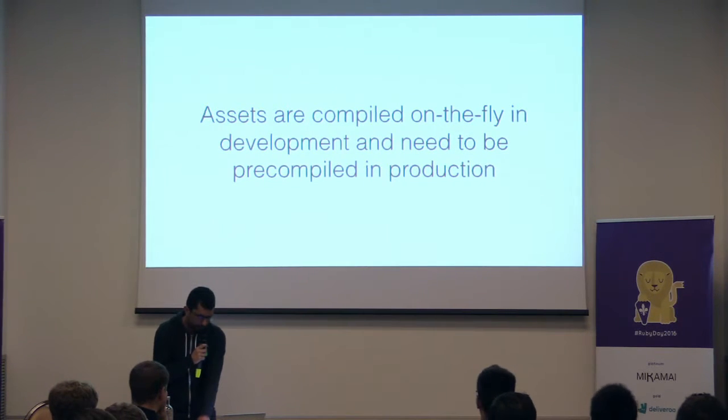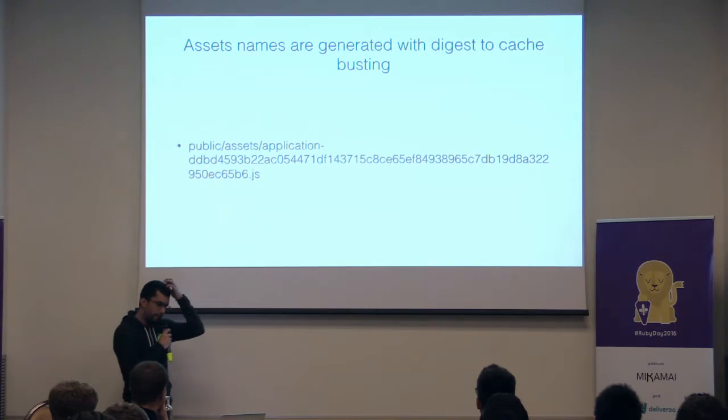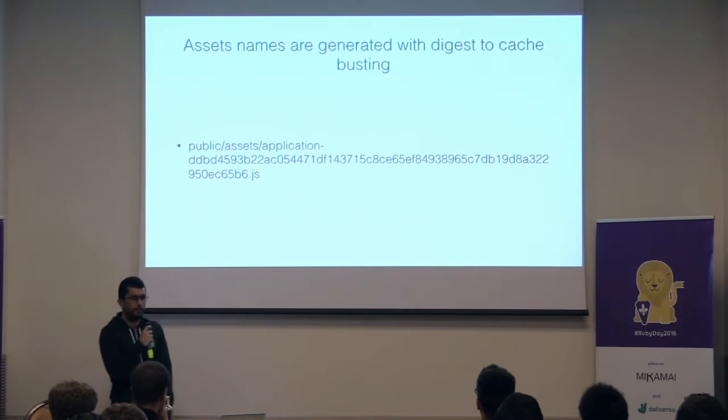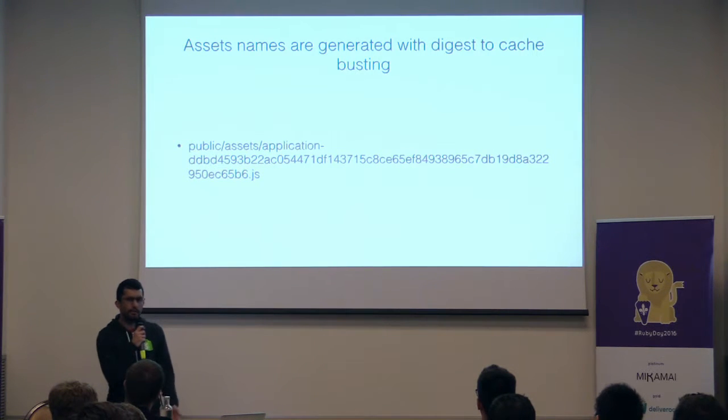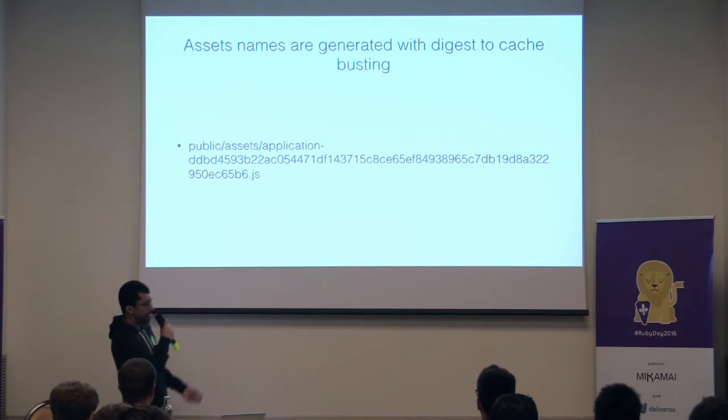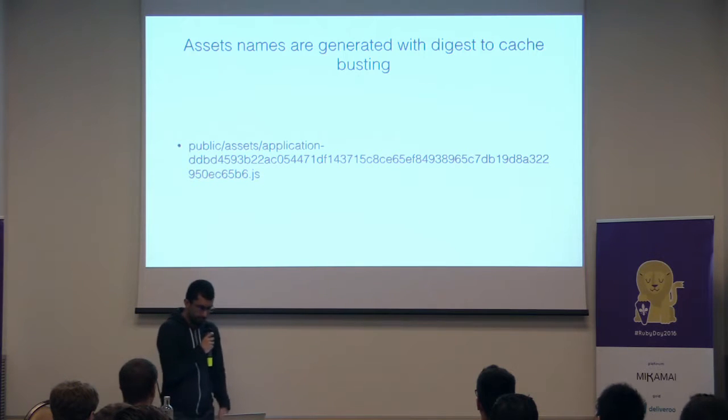And another part of the Rails asset pipeline is that it also generates names with a digest at the end of the file. It means that you now have an easy way to cache things forever. So you can actually set up your server to cache the assets for a huge amount of time. And every time the content changes, that digest at the end of the file changes.